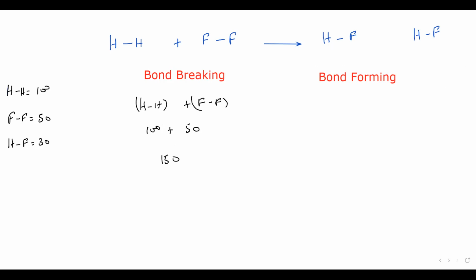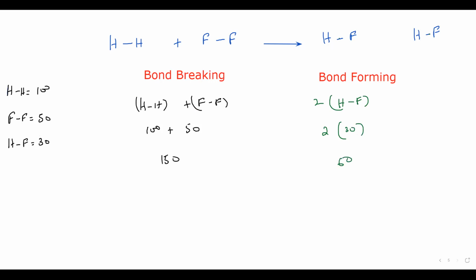The bonds which are forming, the product side is the bond forming side. So there are hydrogen fluoride bonds, 1 and 2. So this will be 2 multiplied by the hydrogen fluoride bond, that is 30. So 2 multiplied by 30 equals 60.